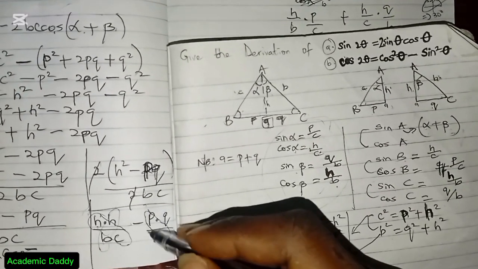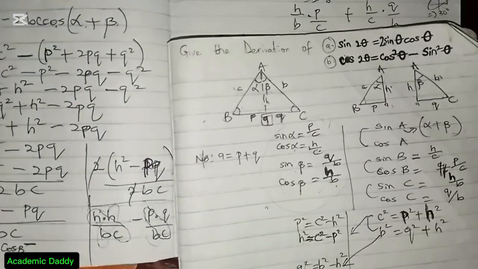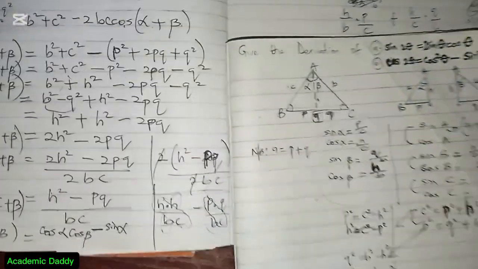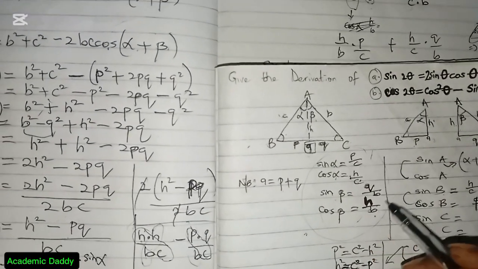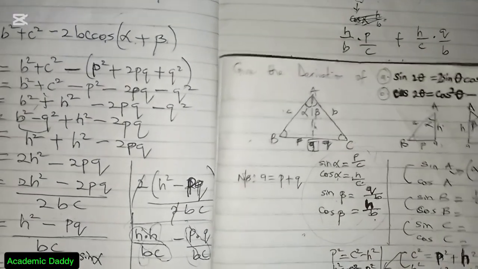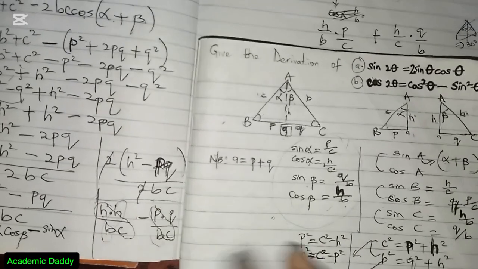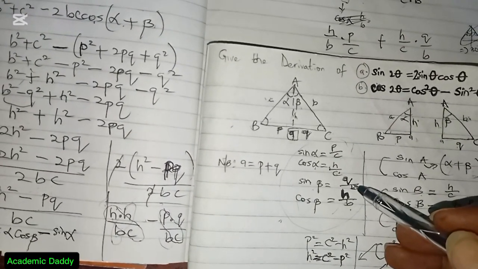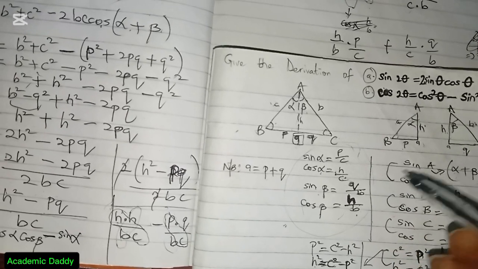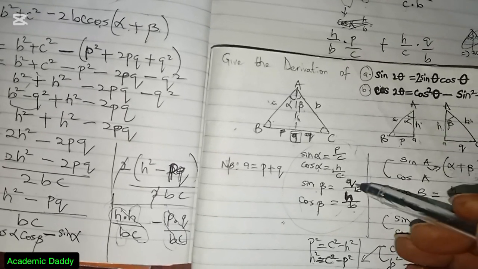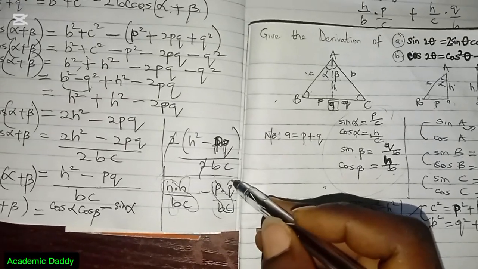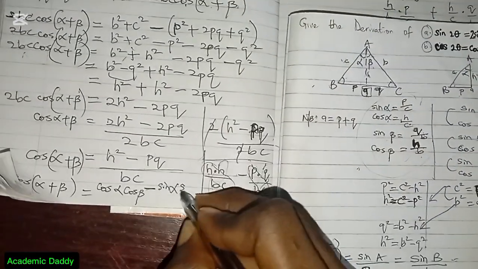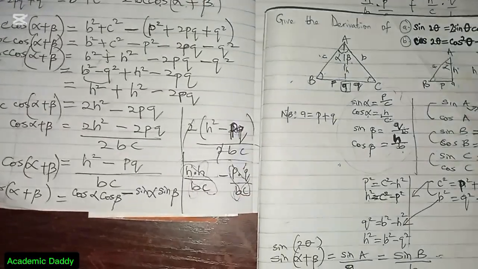So I'm looking for what works. Assuming I have p over b, I will go this way. So since I have p over c is sine alpha, I'll do minus sine alpha. Then do I have q over c? I have q over b. Then do I have q over b? Yes, q over b. So q over b is equals to sine beta. So I have sine beta.